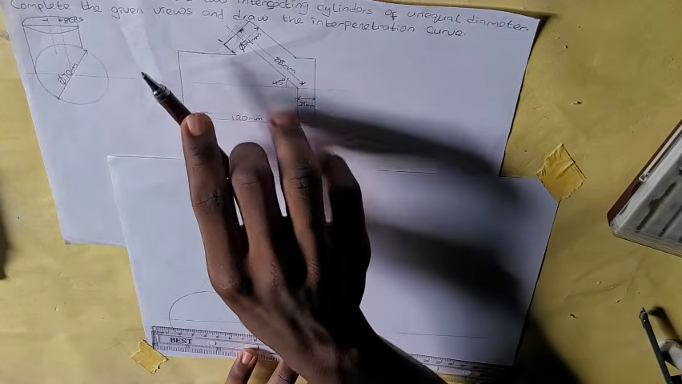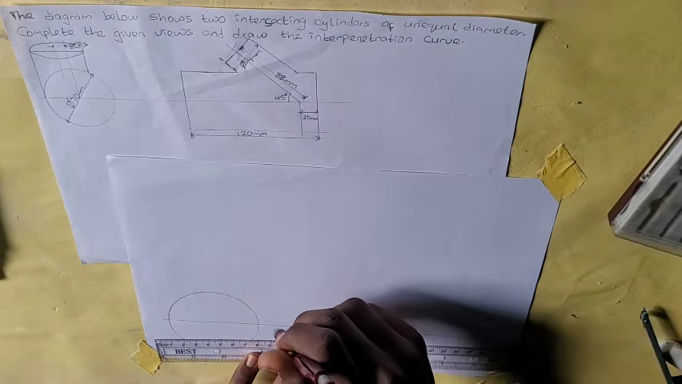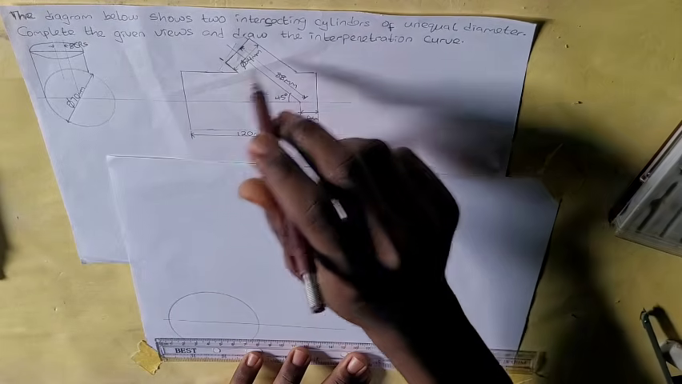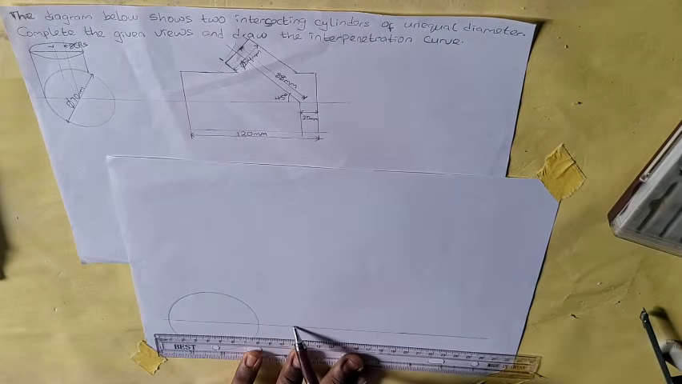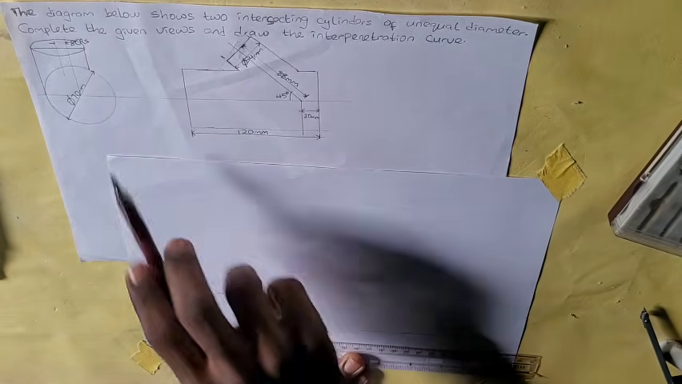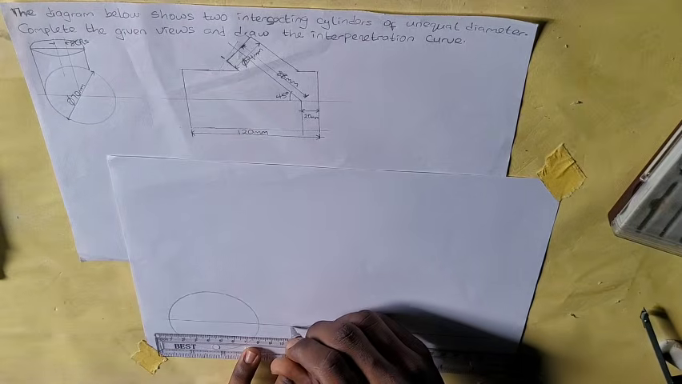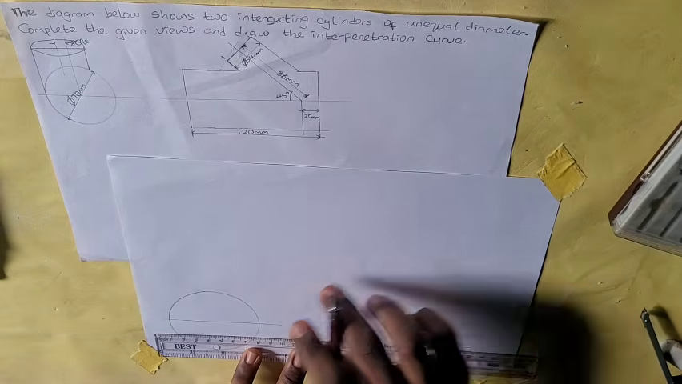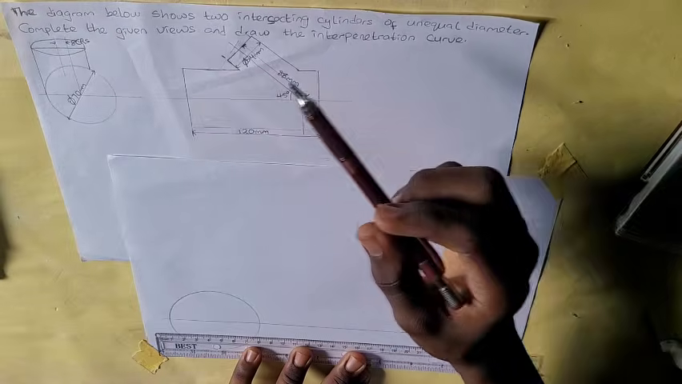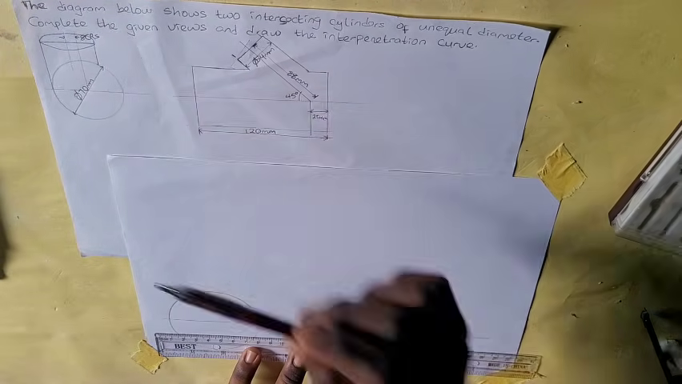Next, let me draw this rectangle first, then this rectangle next. The distance from here to here was not given to us, so we're just going to pick any distance. I'm going to mark here as the start of the rectangle. The length from here to here is the same as the diameter of this circle.